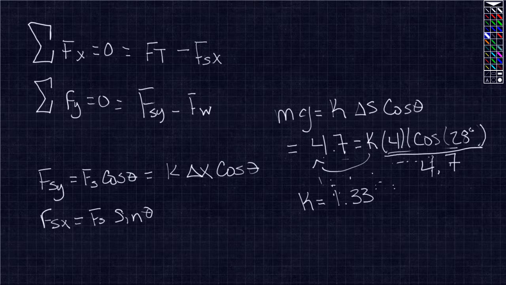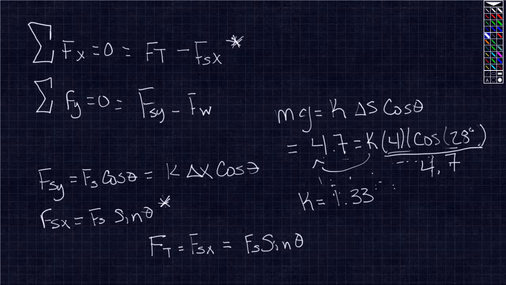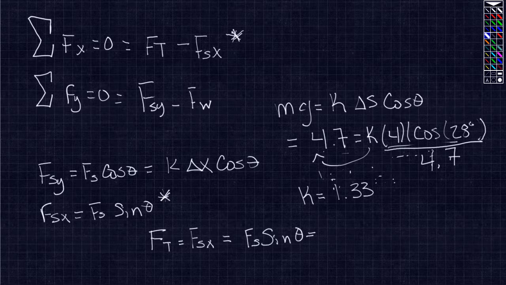Now we're going to go back to, now we have to solve for Ft, which would be the tension on the string, which would be Ft equals, we know Ft is equal to f of x, as given right here, and then f of x is going to be equal to f of s sine theta, which is given right here, which equals K delta, change in the stretch, sine theta.